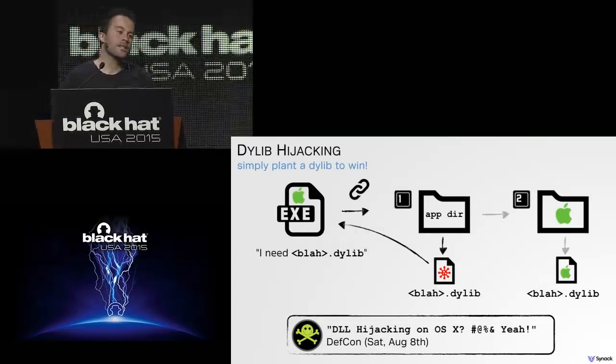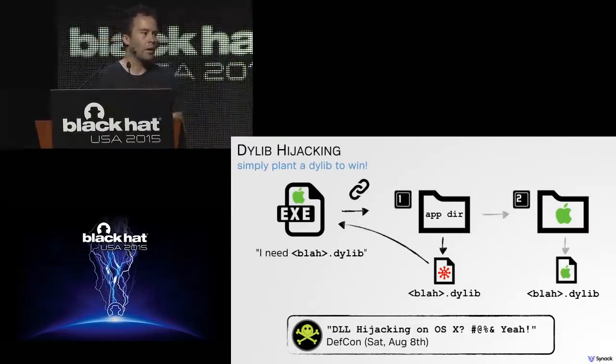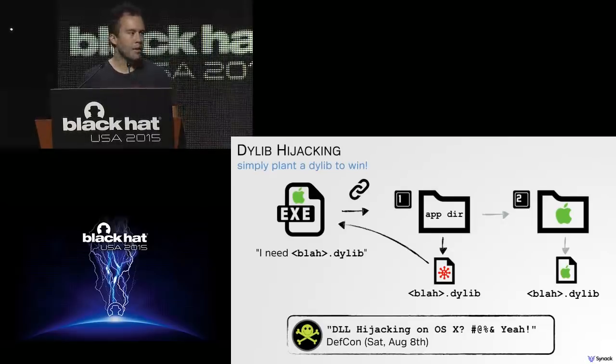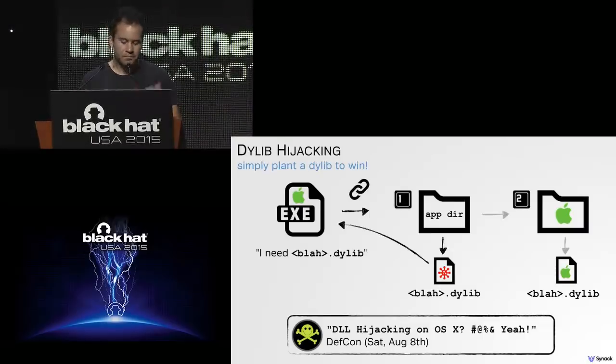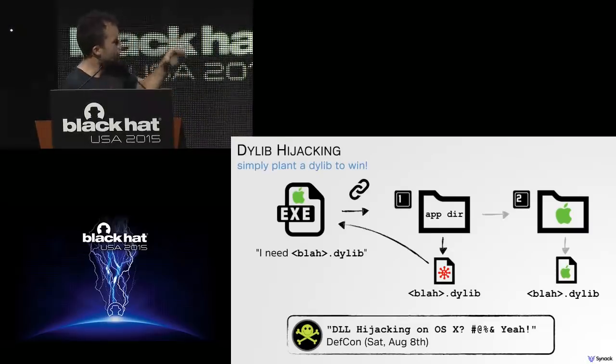My favorite OS X persistence mechanism, though, is dylib hijacking. And this is very conceptually similar to DLL hijacking on Windows. Basically, if you have a vulnerable application, all you have to do as a piece of malware or a malicious adversary is plant a malicious dylib on the file system. And then anytime that vulnerable application is started, either automatically by the operating system or manually by the user, your malicious dylib will get automatically loaded and executed. So pretty cool. This is conceptually how it all works.